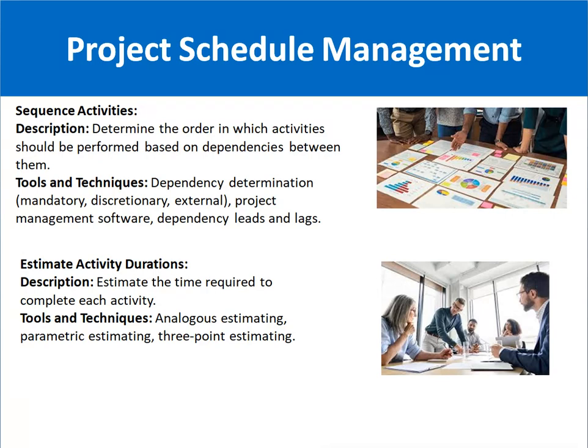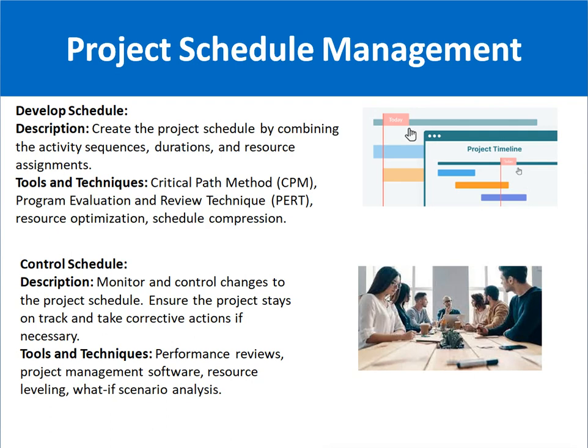You can also use project management software like MS Project, and there's a concept of dependency, leads and lags as well. After that, friend, once you have sequenced the activities, the next action is to identify the duration for those activities in the time section, like how much time is required to complete that activity. You can use analogous estimation, parametric estimation, and 3-point estimation as well.